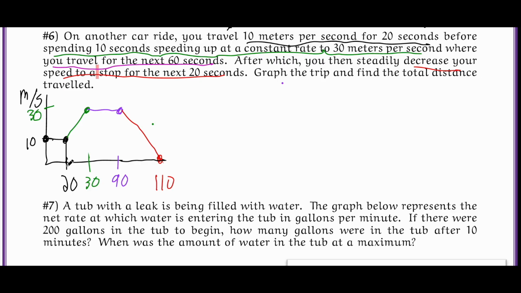First, we travel 10 meters per second for 20 seconds. 10 times 20, that's going to get us 200. Now for the next interval, I'm actually going to break this up. So we have a rectangle on the bottom.